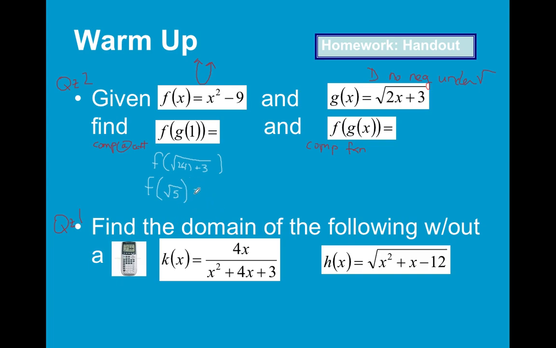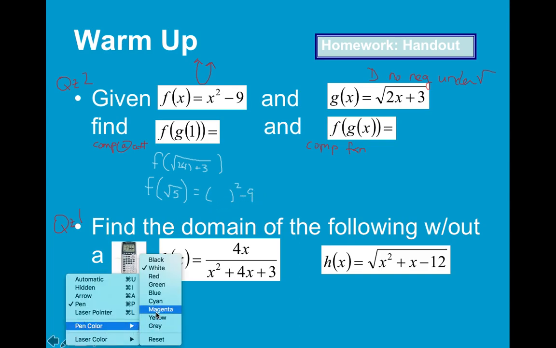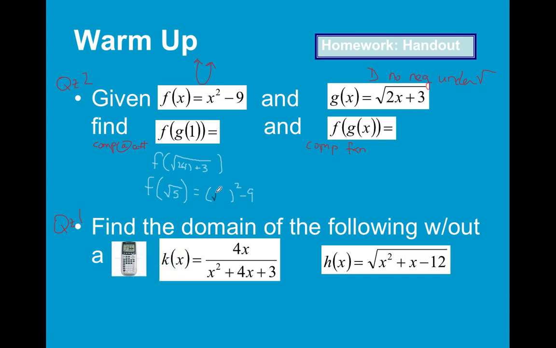And now I go to f, and now that I don't have a function, I can just put the square root of 5 in for x and subtract 9. Do the order of operations. The square root of 5 squared is 5, minus 9 is negative 4.